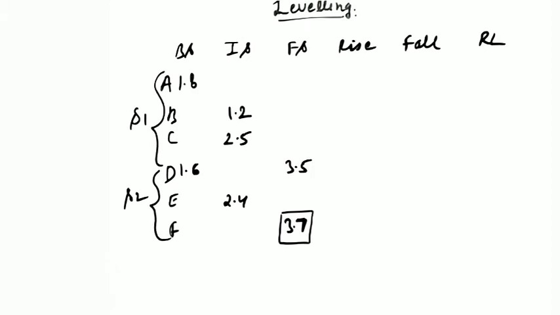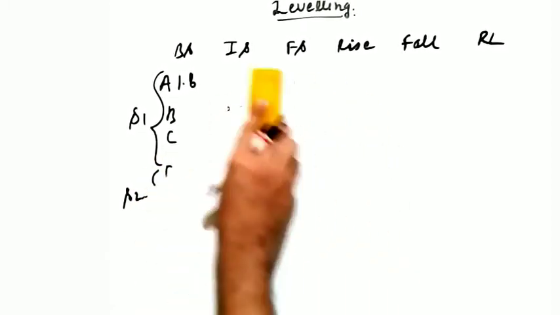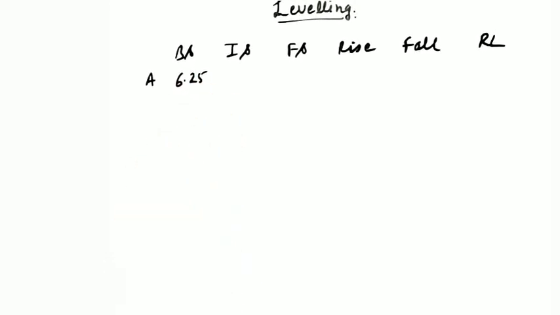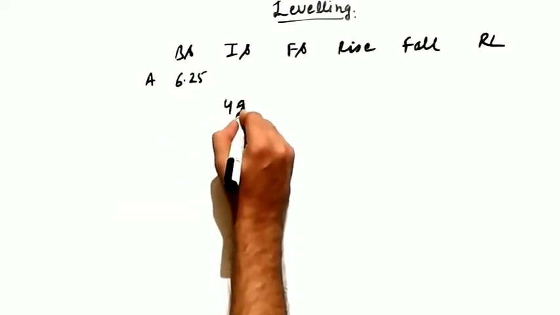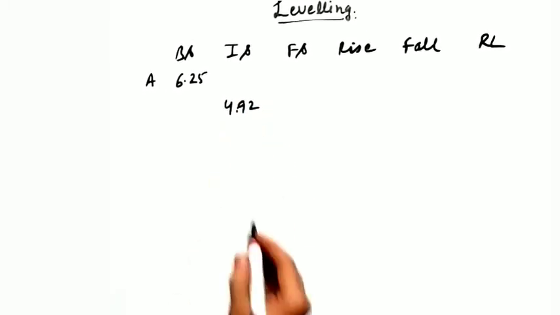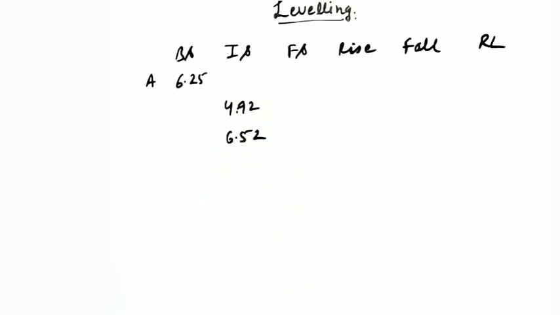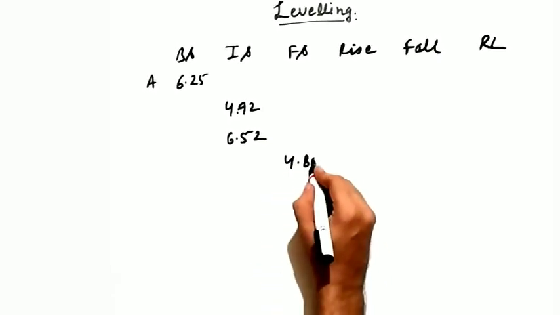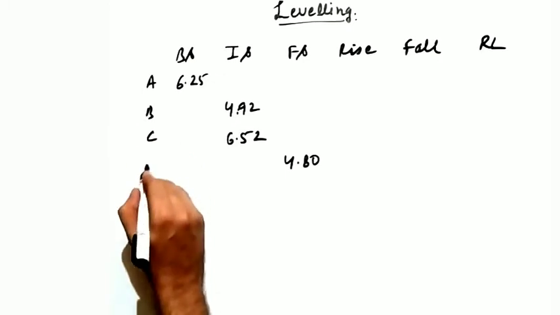Now see how to perform this rise and fall method. Let me change the data so that you can get a variety. Let me write the data. Station A, it is 6.25. Now I took some intermediate side readings, 4.92 and 6.52, and I took the final reading from this station. It is 4.80. This is station B, C and D.